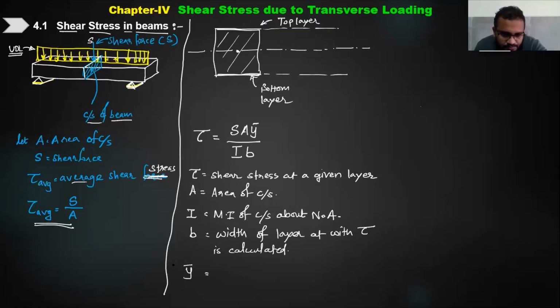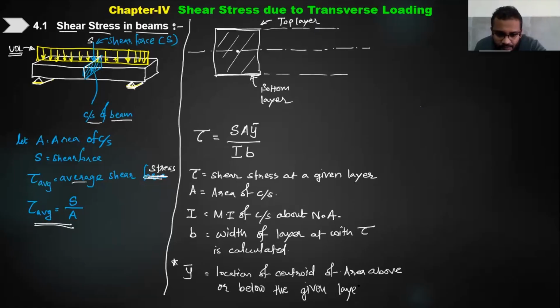And y bar, now this is important, is the location of the centroid of the area above or below the given layer from the neutral axis. Now what do you mean by this? This is very important to know, how we should get this y bar value.